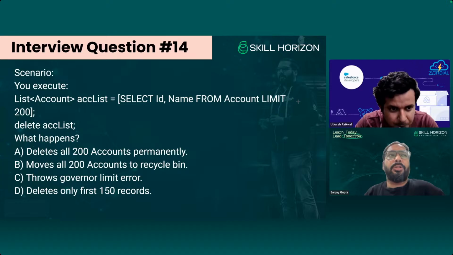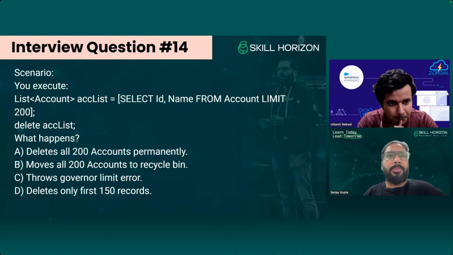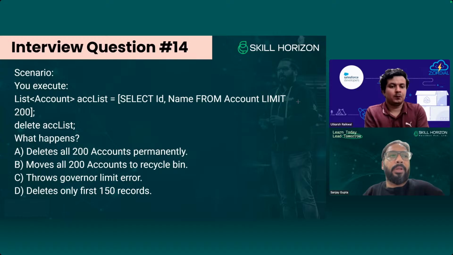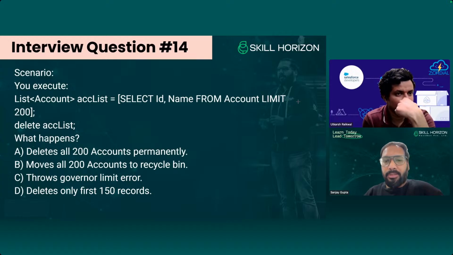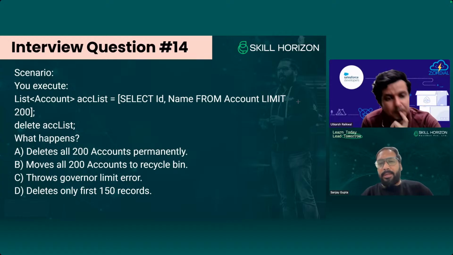Okay, next question, number 14. You execute this query: select Id, Name from Account limit 200, and 200 records will be queried and stored into accList. Then we are performing delete accList. What happens? A, deletes all 200 accounts permanently. B, moves all 200 accounts to the recycle bin. C, throws a governor limit error. D, deletes only the first 150 records. Just pick the correct answer.